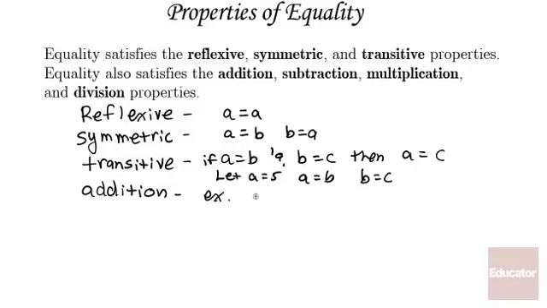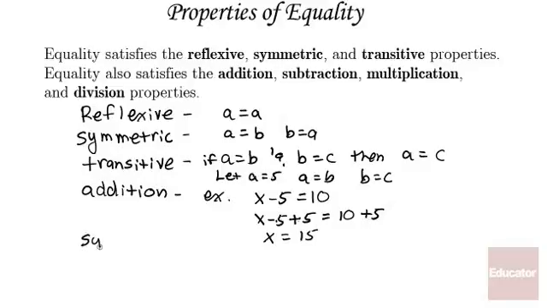For example, if I have x minus 5 equals 10, and I want to solve for x, the way I'm going to do that is I'm going to add 5 to both sides. And these 5's cancel out. That'll give me x equals 15. So the resulting equation, after I add 5 to both sides, is also true. The subtraction principle is the same.